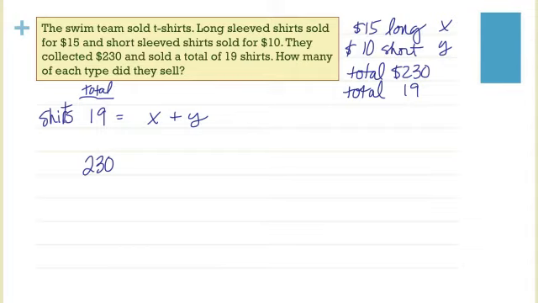That's one equation. Now the money equation, I can't just say X plus Y because I know that equals 19. Well, how do I get the money in there? Well, if each long sleeve t-shirt costs $15 and each short sleeve t-shirt costs $10, that's how I'm going to have my other equation that has to deal with money. It's not always going to be shirts and money. It's not always going to be that they give you 2 totals, but this one was pretty straightforward.